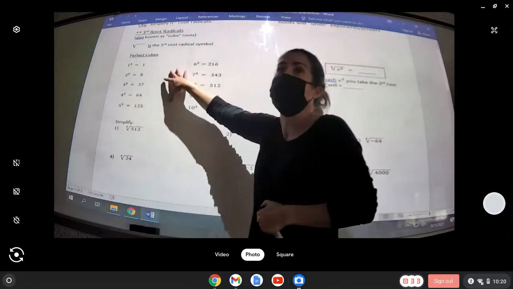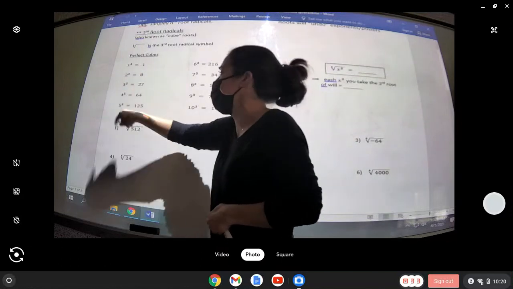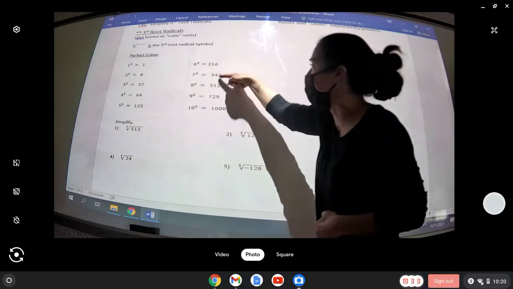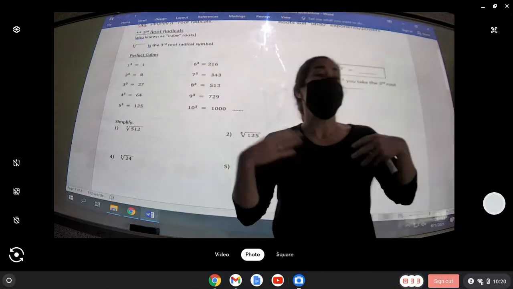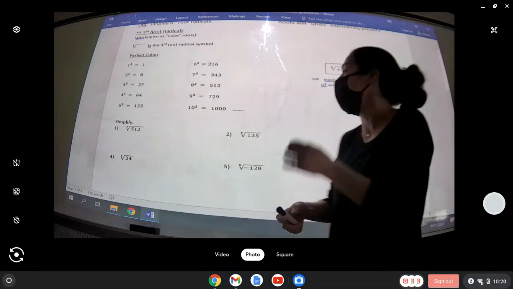These are your perfect third powers. 1 to the third is 1. 2 to the third is 8. 3 to the third is 27. 4 to the third is 64. So all of these numbers are the numbers that you're going to be able to take the third root of. These are your perfect third powers, okay?